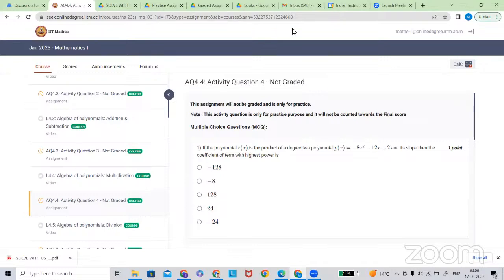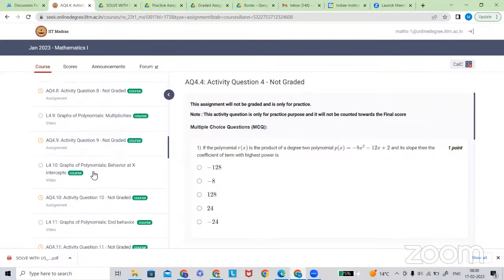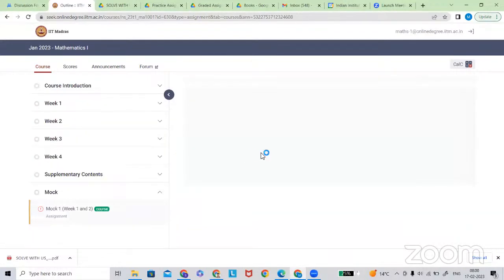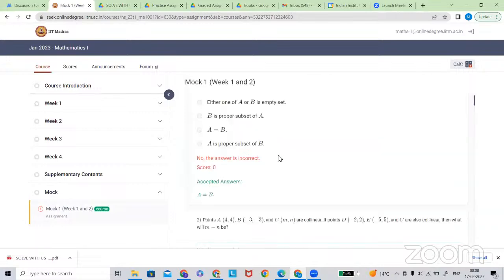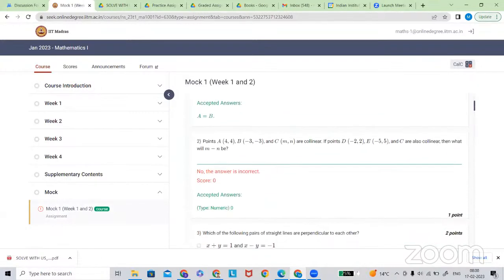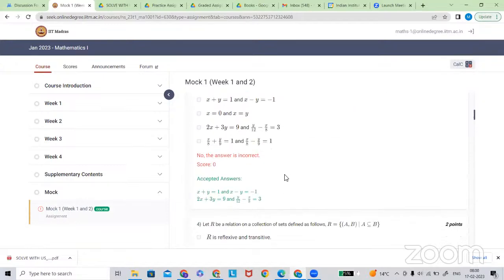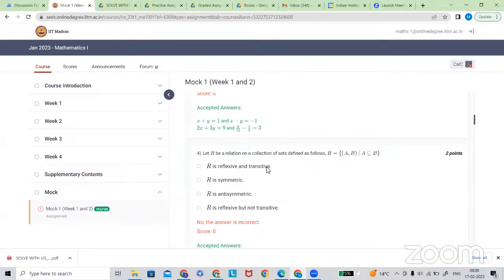Sir, question number 4 in the mock test. Sir, I want to understand antisymmetric, because every time I'm studying, I think I got it, but then I'm not getting it. Sir, how is this one antisymmetric? Can you explain? Okay, can you tell me what is the definition of antisymmetric?